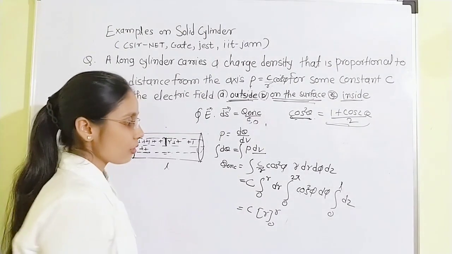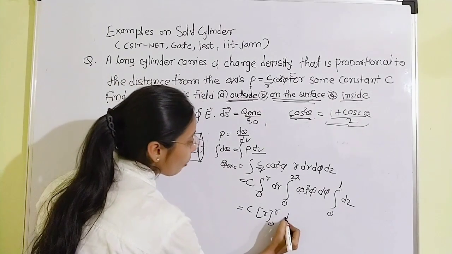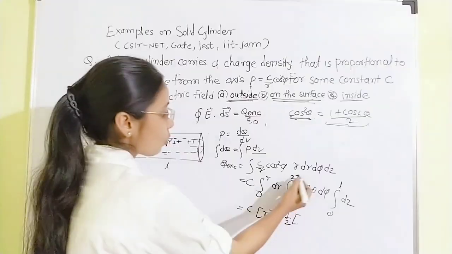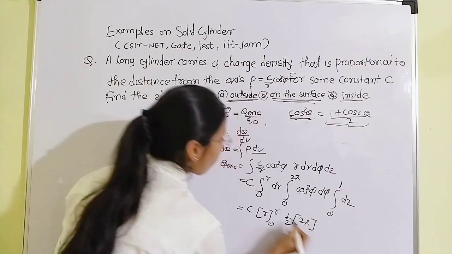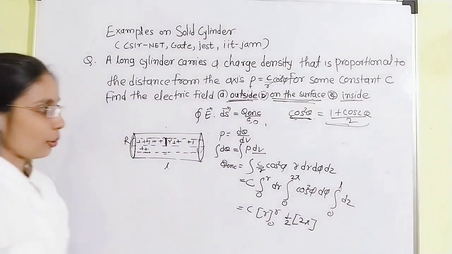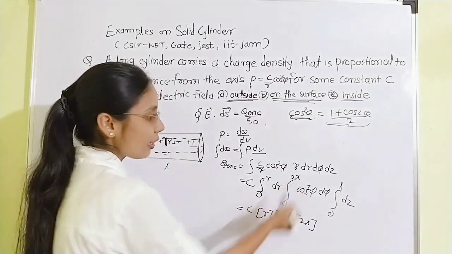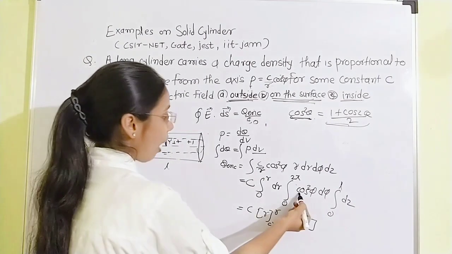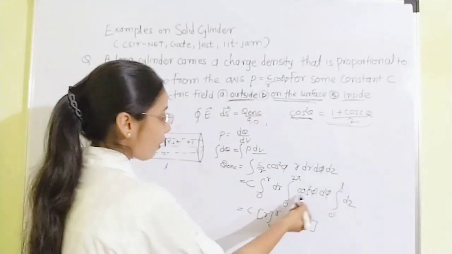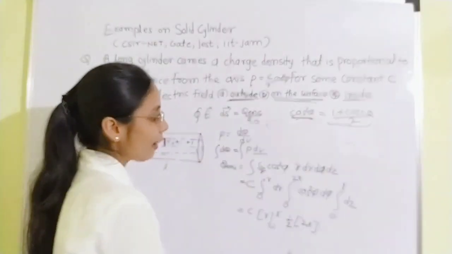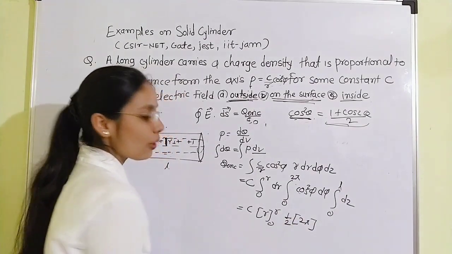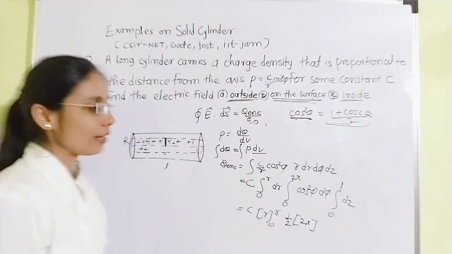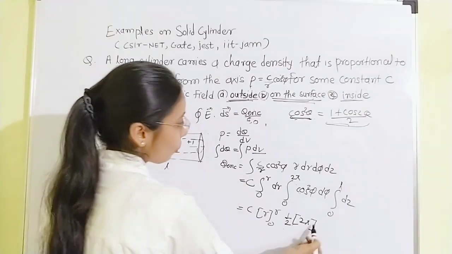So in that case we have to take 1 by 2 into the limit of this integration, that is 2 pi. So this is 2 pi. Whenever you have to solve such an integration, where the limit of the integration is 0 to 2 pi and 0 to pi, and the integrand is cos square phi d phi and sin square phi d phi, then in this case we can write it as 1 by 2 into the limit of this integration, that is 2 pi, that is 1 by 2 into 2 pi.